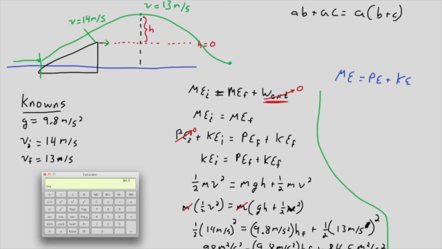So we can take this, subtract it from both sides, and find out what it is. So let's do that. Let's see what that would be. So 98 meters squared per second squared, subtract 84.5 meters squared per second squared is going to give us 13.5 meters squared per second squared.